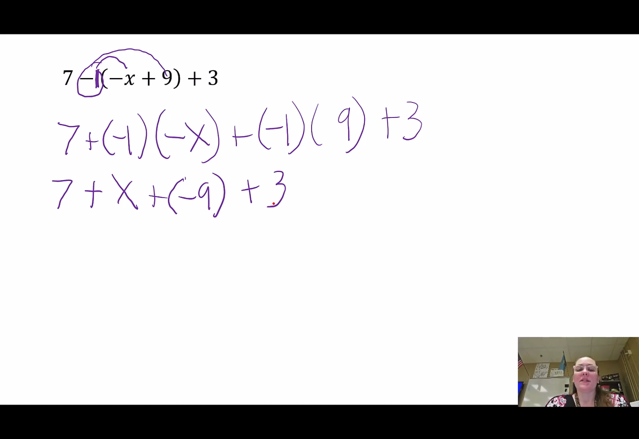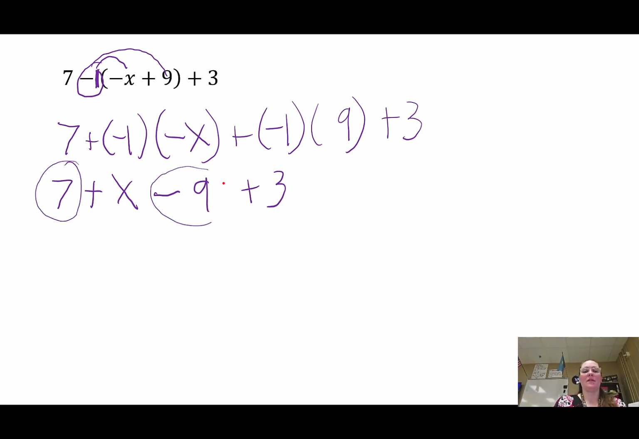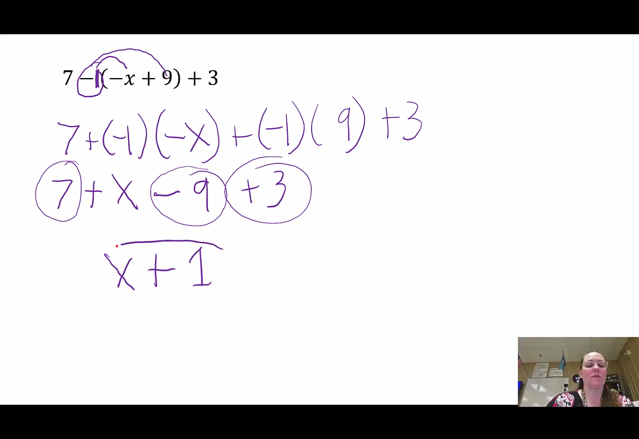Now, adding a negative is the same thing as subtracting. So I can take out that plus sign and just write it as -9. All right, so now we need to look at what our like terms are. So in this case, we've got 3 different like terms, the 7, the -9, and the 3. So 7 plus -9 gives me -2, and -2 plus 3 gives me 1. So I end up with x plus 1. And there's my final answer.